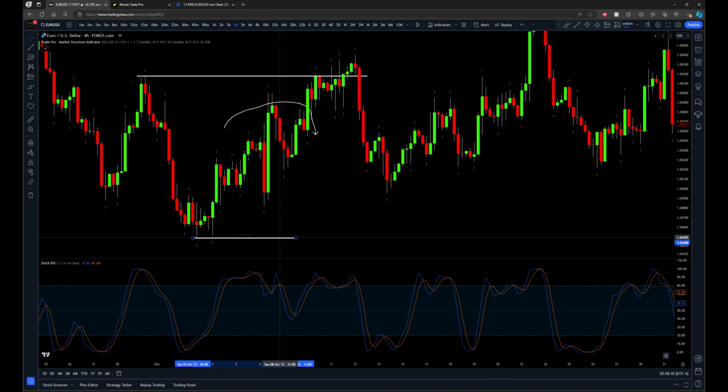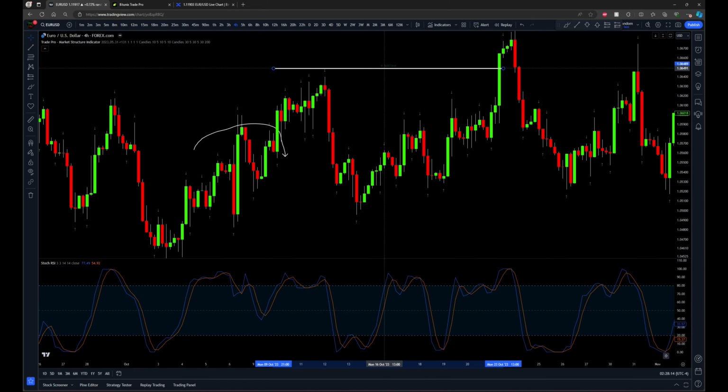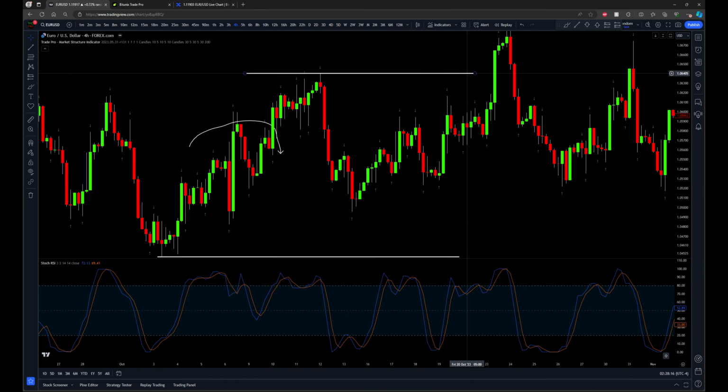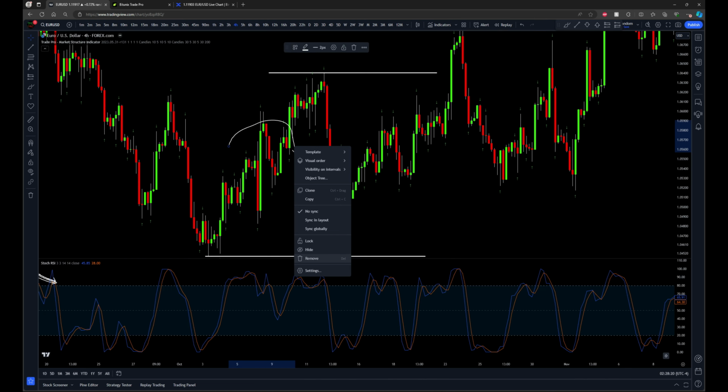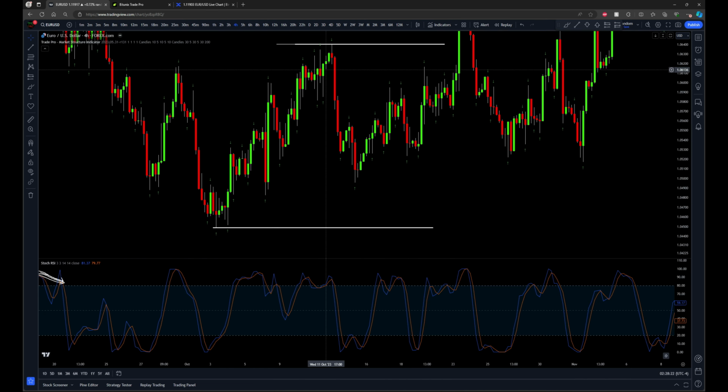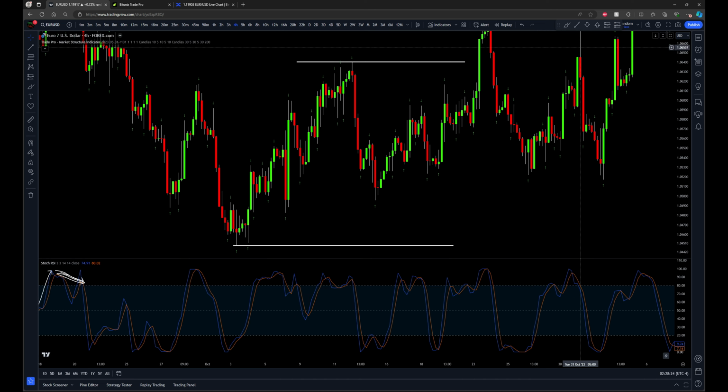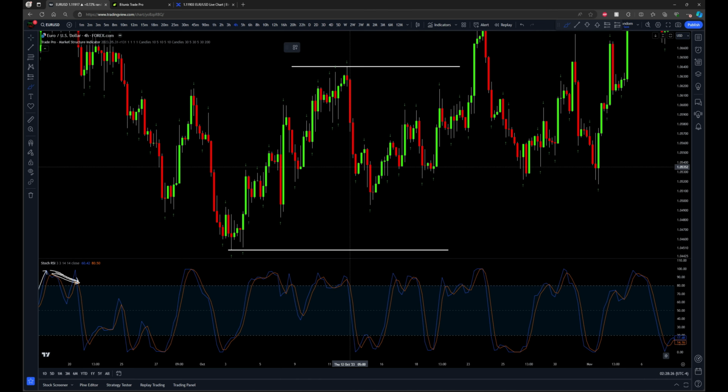Let's take to our low. This is the structure. This is where our pullback is getting going. So this pullback here, we're now expecting this one is going to go higher. And this time it works out really nicely. We get a great setup.